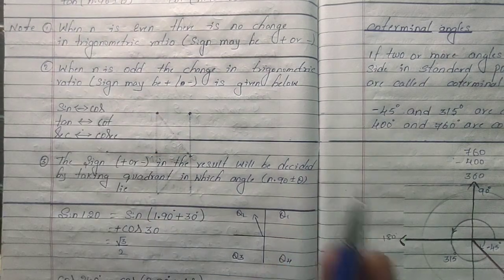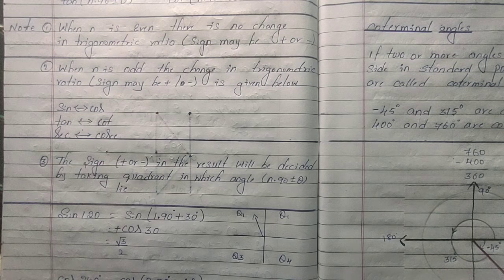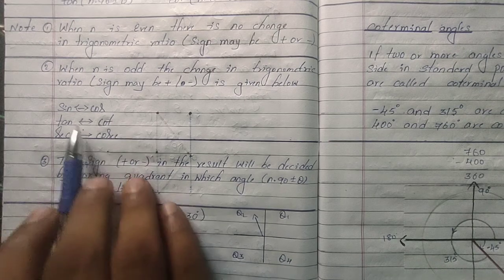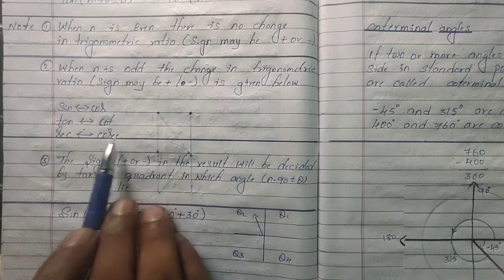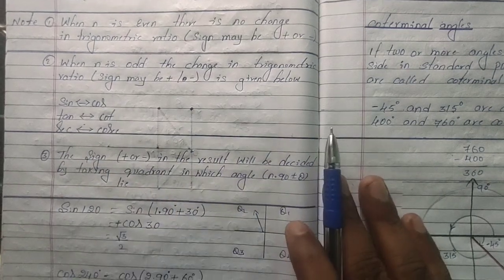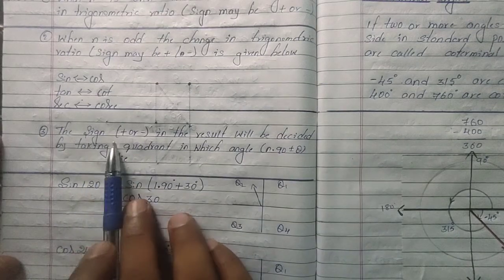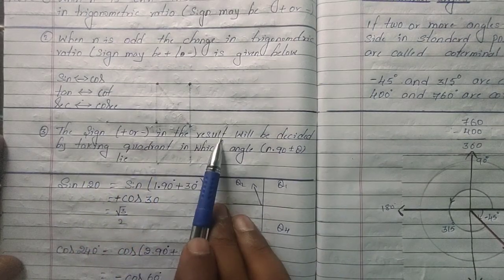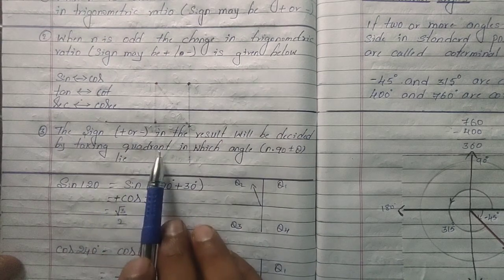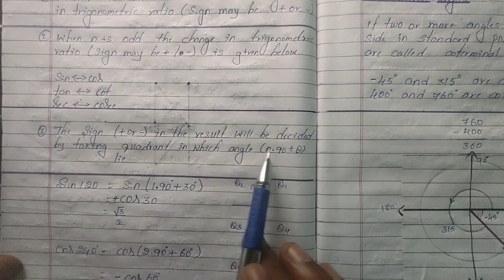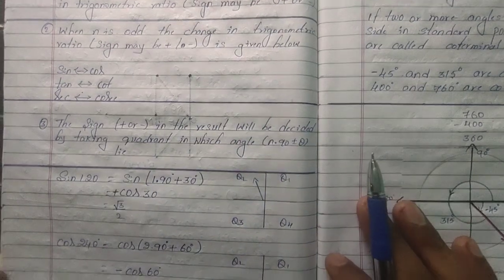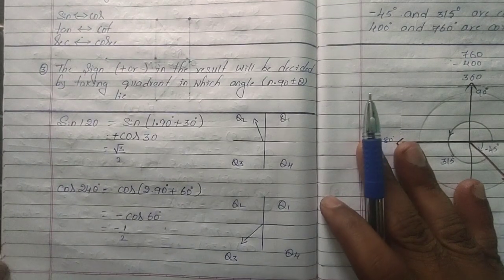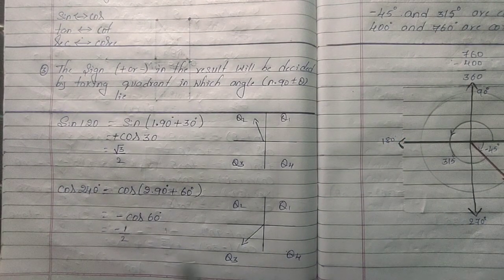Suppose sine is there means sine only you should take, cos is there means cos only, tan is there means tan only. Whereas when n is odd number, then sin becomes cos, cos becomes sin, tan becomes cot, cot becomes tan, secant becomes cosecant, cosecant will become secant. Then third condition, the sign plus or minus in the result will be decided by taking the quadrant in which the angle n 90 plus or minus theta lies. If I say this, you never understand this. First let me give 1, 2, 3 examples.